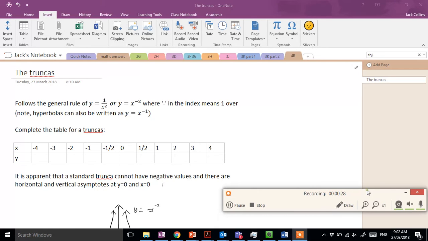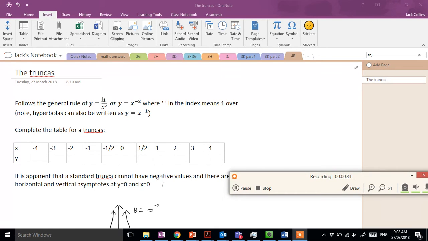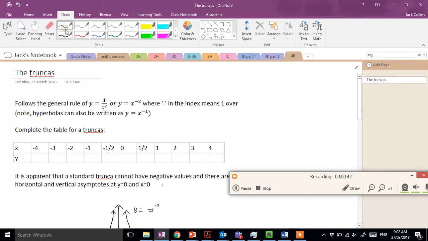To start off, for the rule y equals 1 over x squared, the truncus, I want you to fill out this table of values here. I'll give you a moment to do that. Just pause the video. Okay, so let's go through it together.